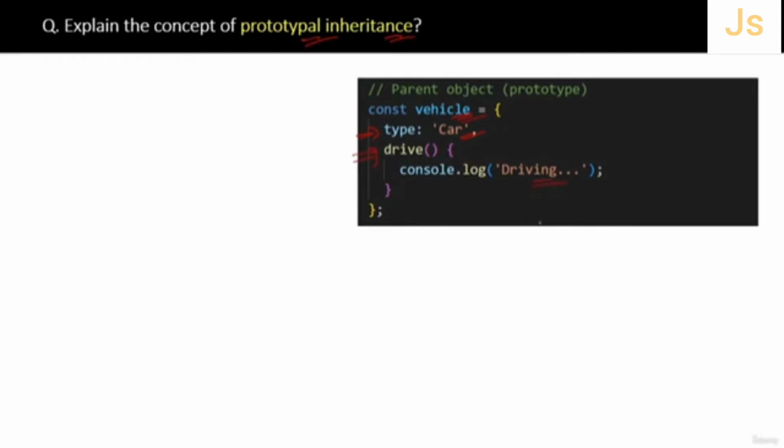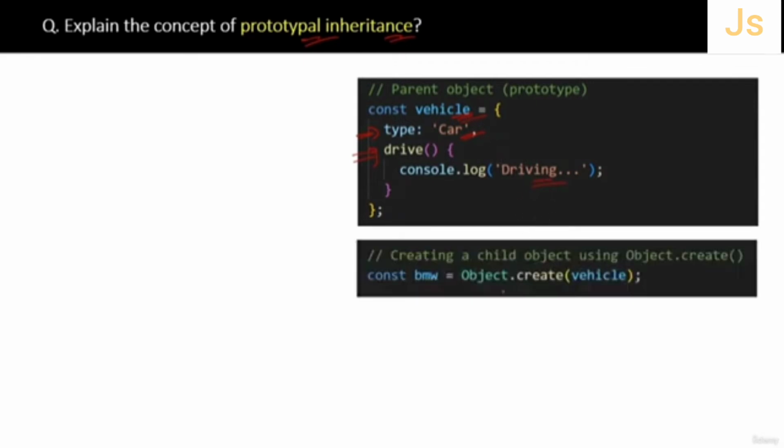Now we can use this parent object to create a new child object using the Object.create method like this. You can see we are now creating a BMW object by using the vehicle object. This Object.create method accepts a parent object as the parameter and the child object BMW will be created. So this is called prototypal inheritance. Here, the child object will inherit or acquire all the properties of the parent object automatically.